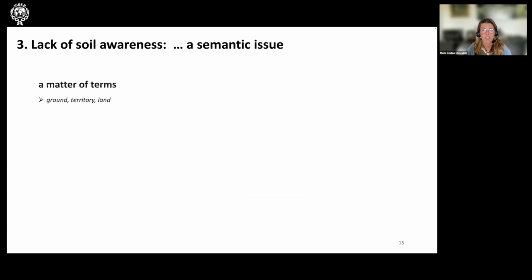It is also a semantic issue, according to me. There's a matter of terms. First of all, the terms ground, territory, land, sometimes they're used as synonyms of soil, but they're vague and they embed the soil in the term land, so it loses its own identity. Soil is indicated as a natural resource. The term resource recalls exploitation. Resources are to be exploited.